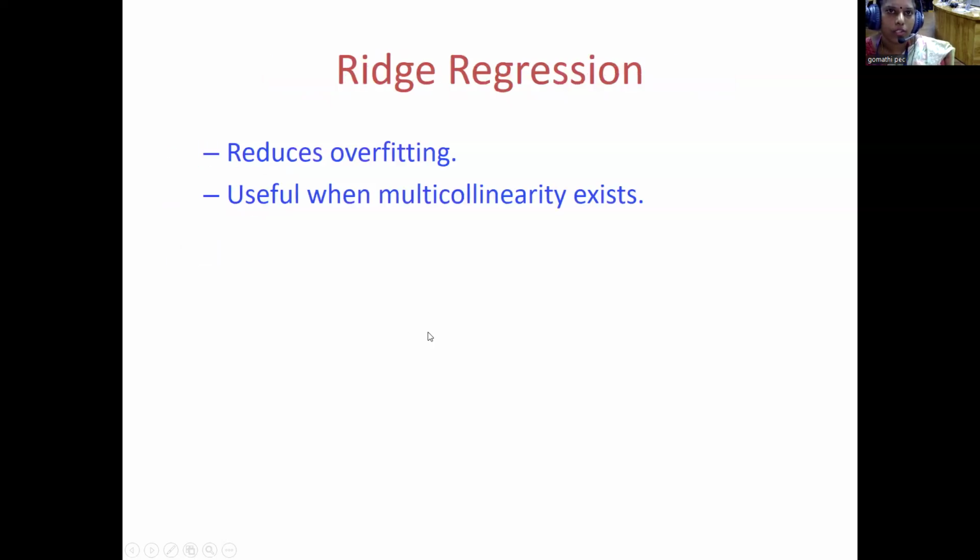Then what is ridge regression? Ridge regression is mainly used to avoid the problems of overfitting and multicollinearity. What is overfitting? Overfitting means the model works well for the training data set, but does not work well for the testing data set. What is multicollinearity? Multicollinearity means two or more independent variables are correlated in a single model.